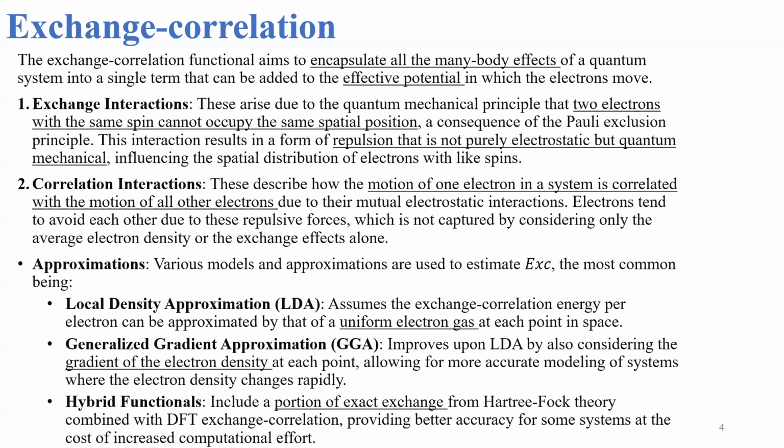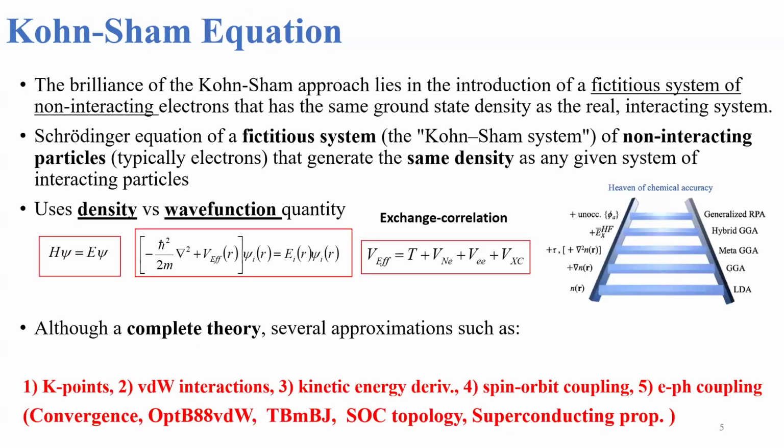And finally, hybrid functionals, which also include a portion of exact exchange from something called Hartree-Fock theory, which is more computationally expensive, but gives you more accurate properties. So these are some of them, but there could be more complicated and involved exchange correlation as well. And there have been several research works on how to find the best exchange correlation for a particular problem.